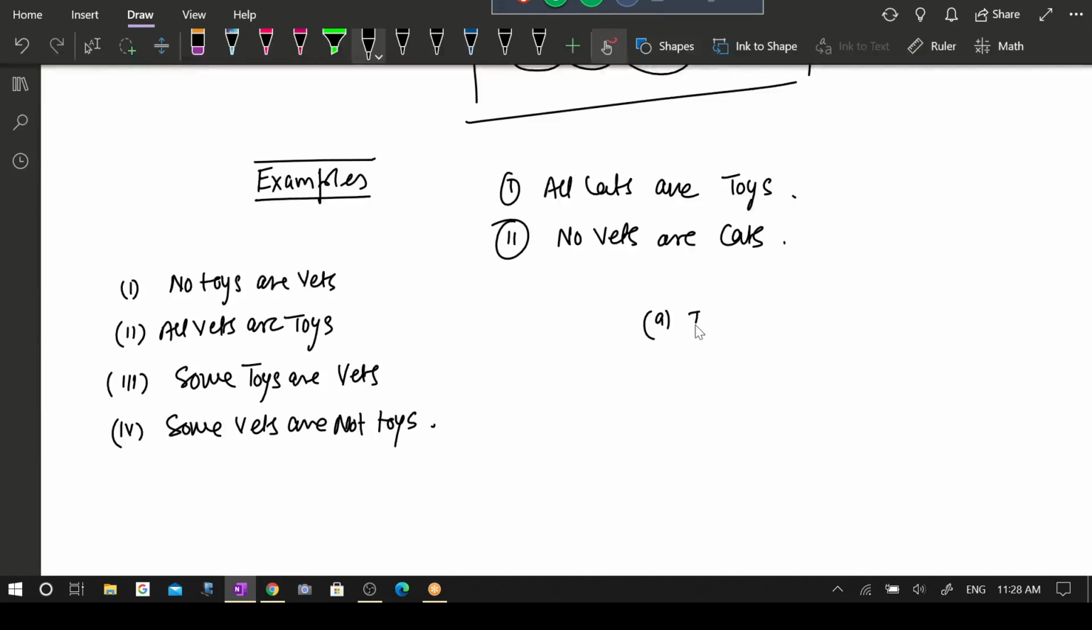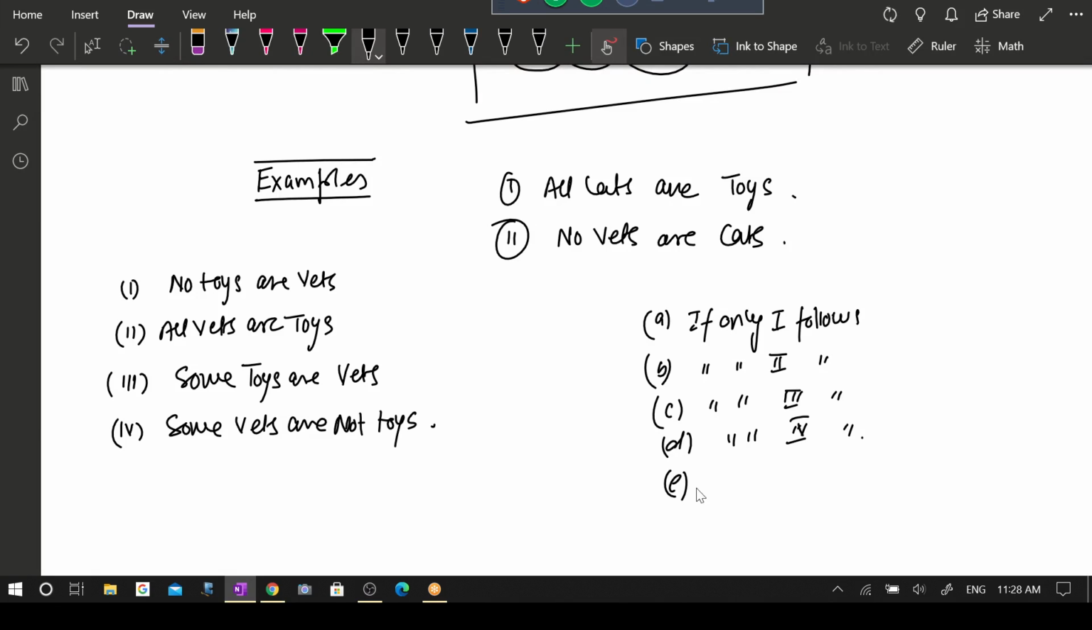And then again I give option. A is the answer if only one follows, and B is the answer if only 2 follows. C is the answer if only 3 follows. D is the answer if only 4 follows. And E is the answer if either 1 or 3 follow.